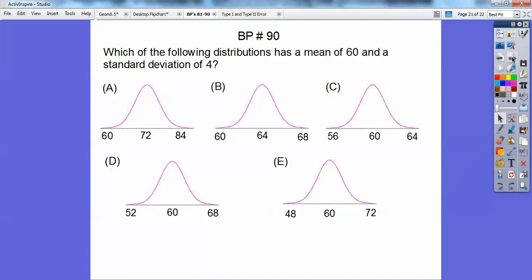All right, one more, you guys. Which of the following distributions has a mean of 60 and a standard deviation of 4? A mean of 60 means that the middle number is 60, so it's not choice A or choice B. It's either C, D, or E. And if you didn't know what to do after this, you have to guess, you guys.